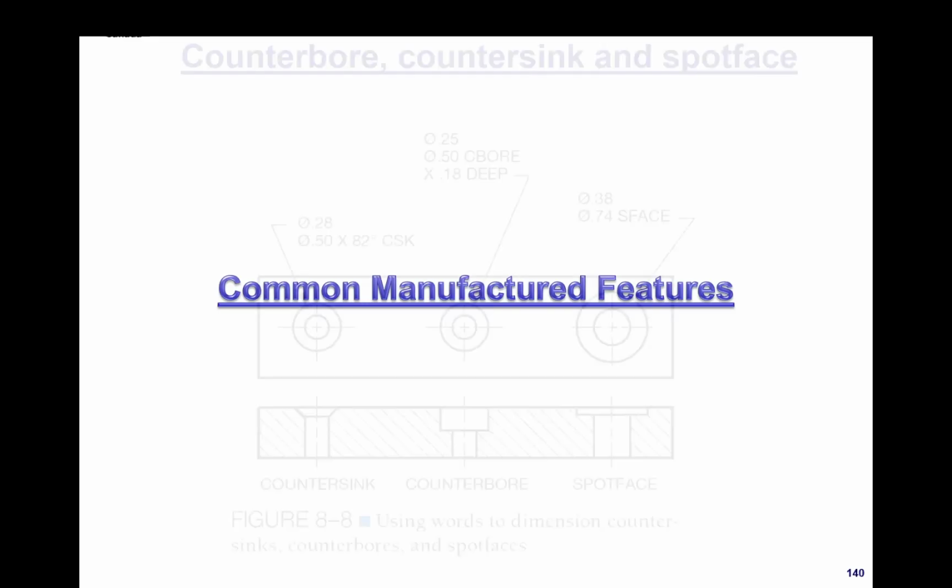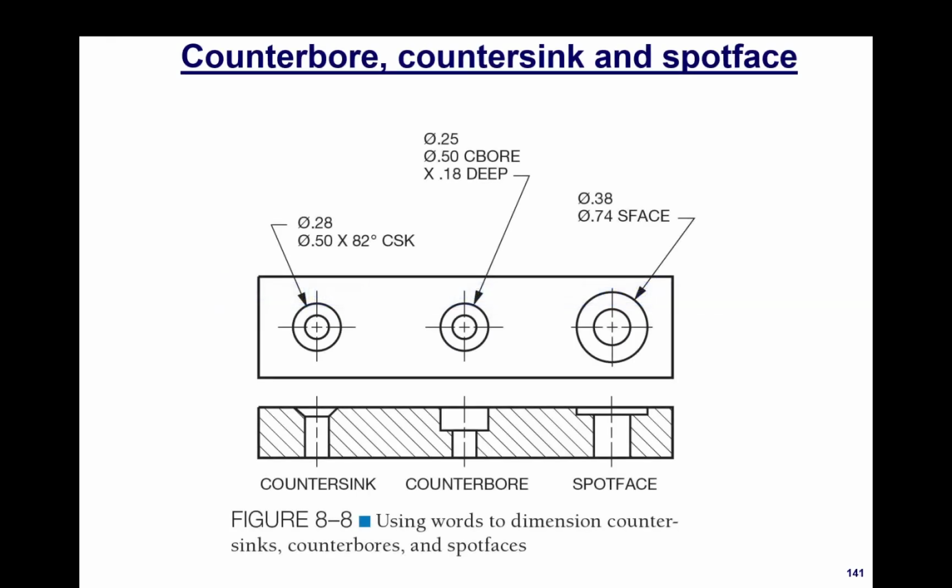So this is common manufactured features. In this lecture, we're going to talk about some common features on machined and manufactured components. The first thing we're going to do is look at three common features called countersink, counterbore, and spot face.